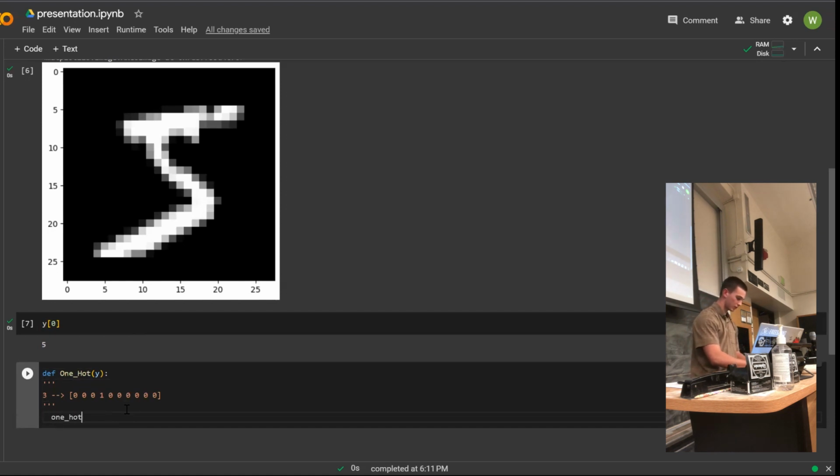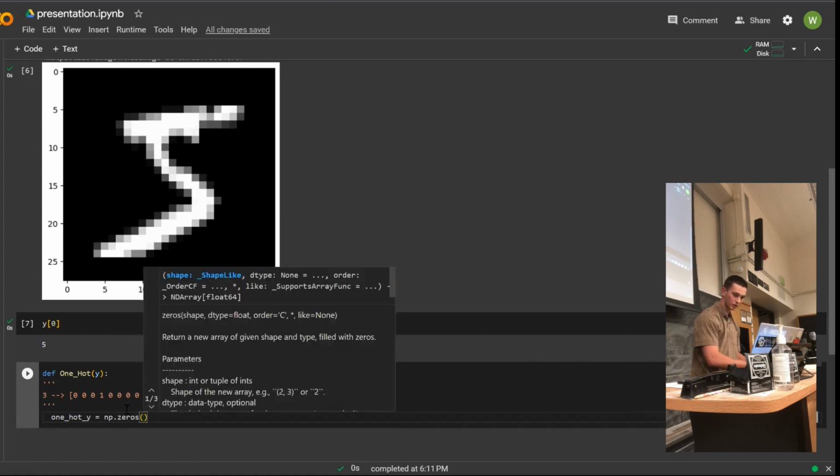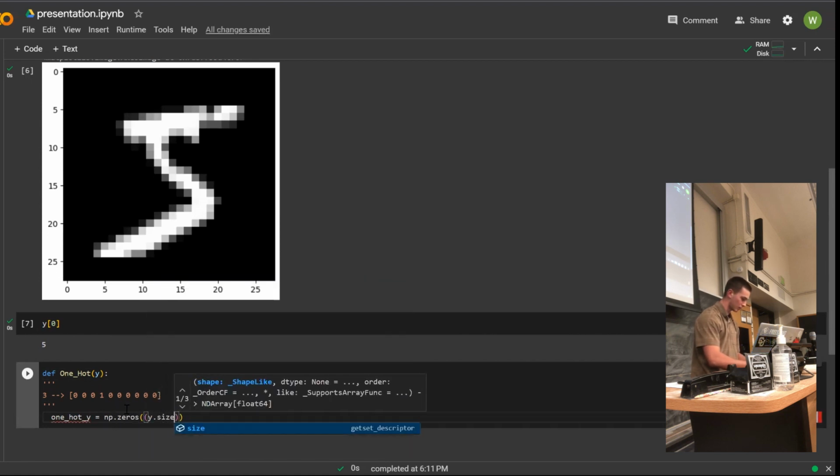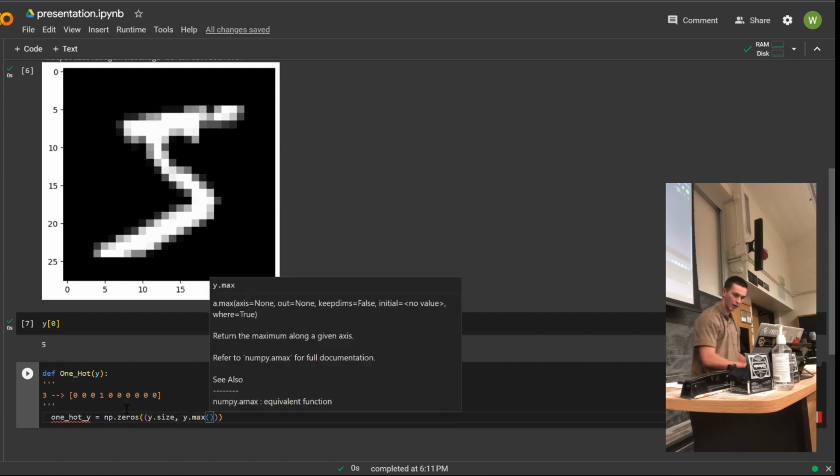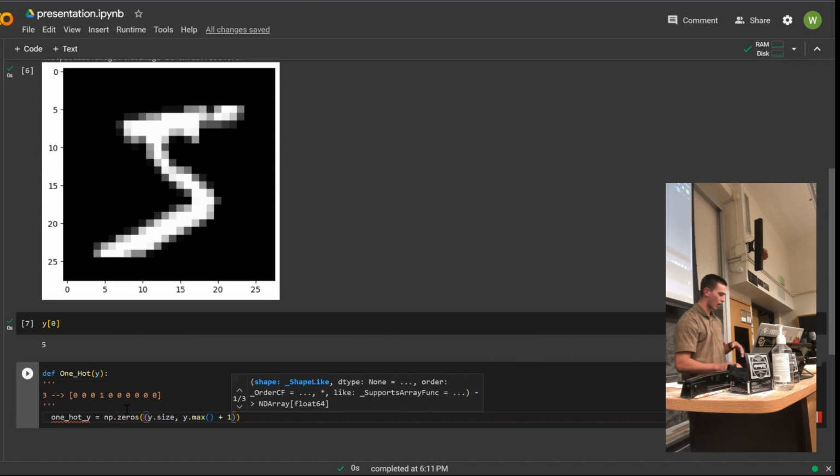Okay, so how are we going to do this? Well, we're going to create a matrix of zeros with dimensions y.size, right? That's how many instances of data we have. And y.max plus 1. So y.max is 9, right? That's the largest digit we can have. And we want 0, 1. Yeah, there's 10 digits, right? So we want 9 plus 1. Okay.